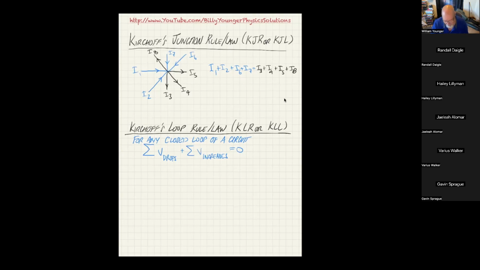Kirchhoff's junction rule is just a conservation of charge. If you imagine the number of charges that come to that junction in a single second, that is the amount of current coming to that junction, then basically you're taking the amps, which is coulombs per second, and you're just getting rid of the second part. So a certain number of coulombs comes in I1, I2, I6, and I7. And that same number of coulombs has to leave the junction, which is I3 plus I4 plus I5 plus I8. So that's just a conservation of charge.